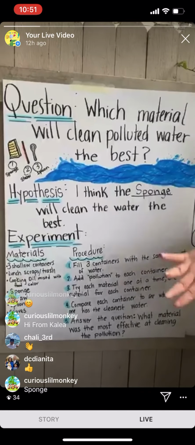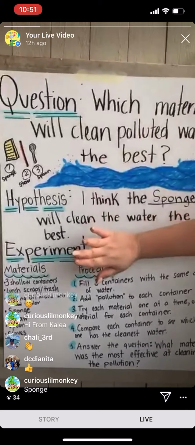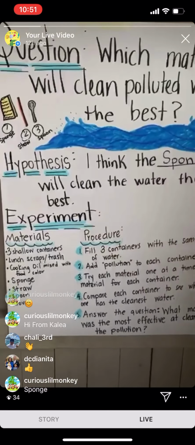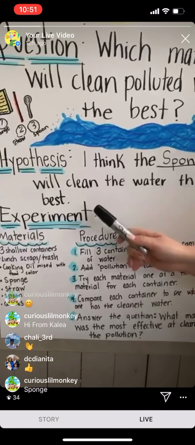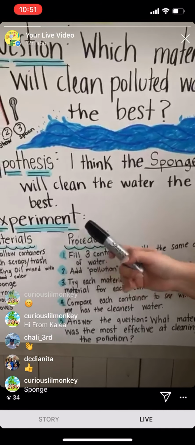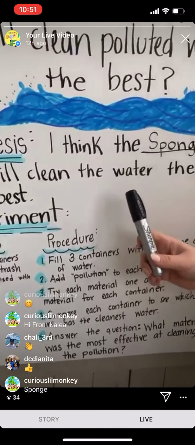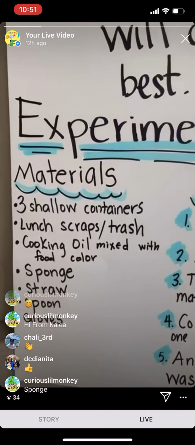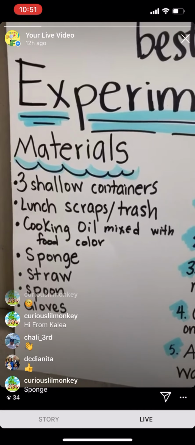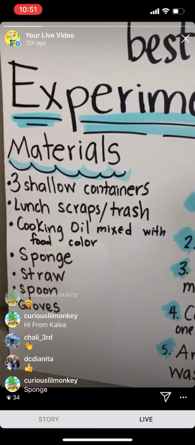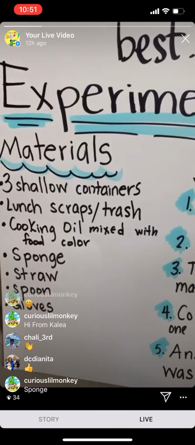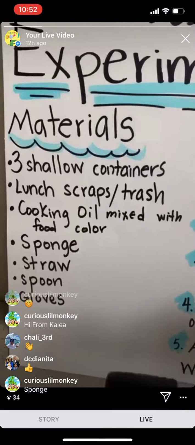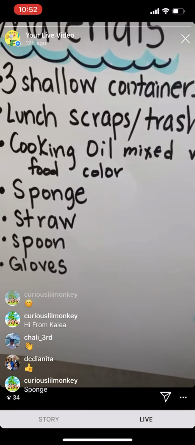Okay, so now that we know our question, now that we know what we think the answer is going to be, now we're going to the third step, which is to create an experiment. So for today, the experiment that I've designed is, these are the materials we're going to use. We're going to use three shallow containers. We're going to use lunch scraps and trash to put into the water. We're also going to do cooking oil mixed with food color. And then we're going to use our sponge, our straw, our spoon, and I'm going to wear gloves to make sure my hands don't get dirty.